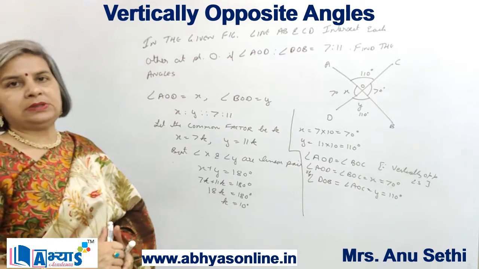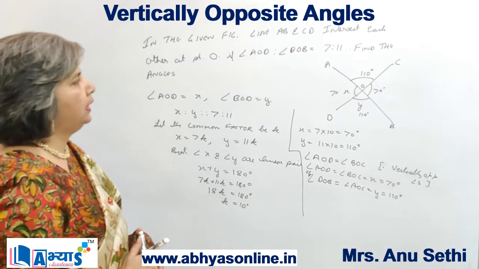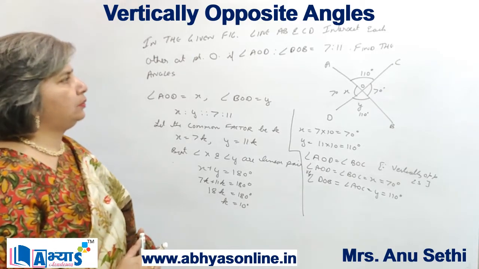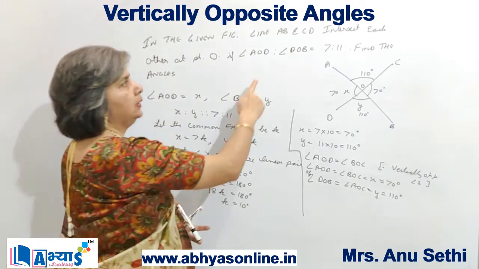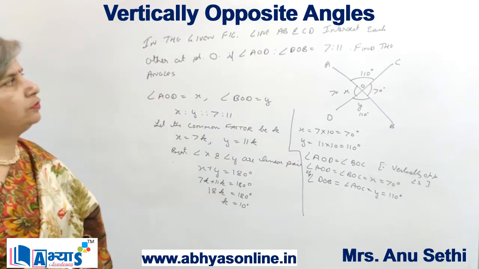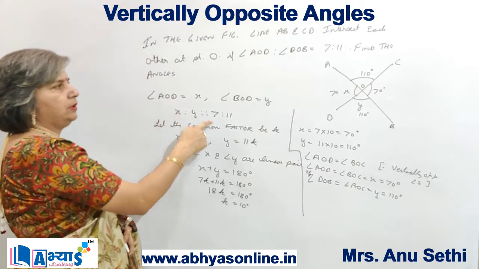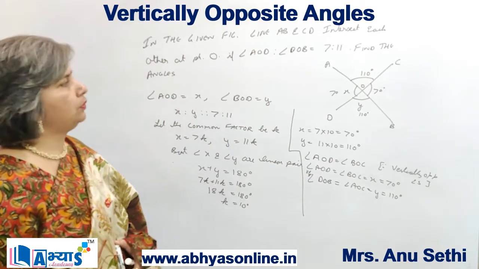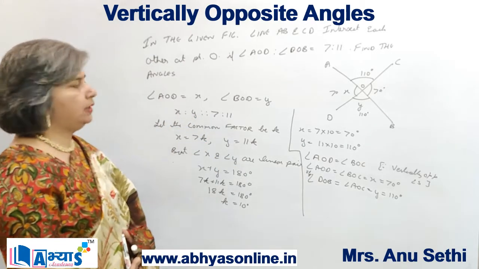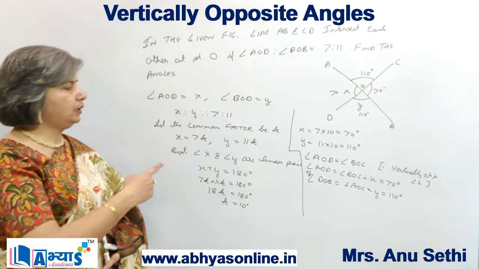Suppose we are given two straight lines AB and CD intersecting at point O, and we are supposed to find all the angles when we know that angle AOD is to angle DOB as 7 is to 11. Whenever we are given a ratio, in these types of questions we take a common factor. So let us first assume angle AOD is equal to x and angle BOD is equal to y. So x is to y as 7 is to 11. Let the common factor be k. So x is equal to 7k and y is equal to 11k.